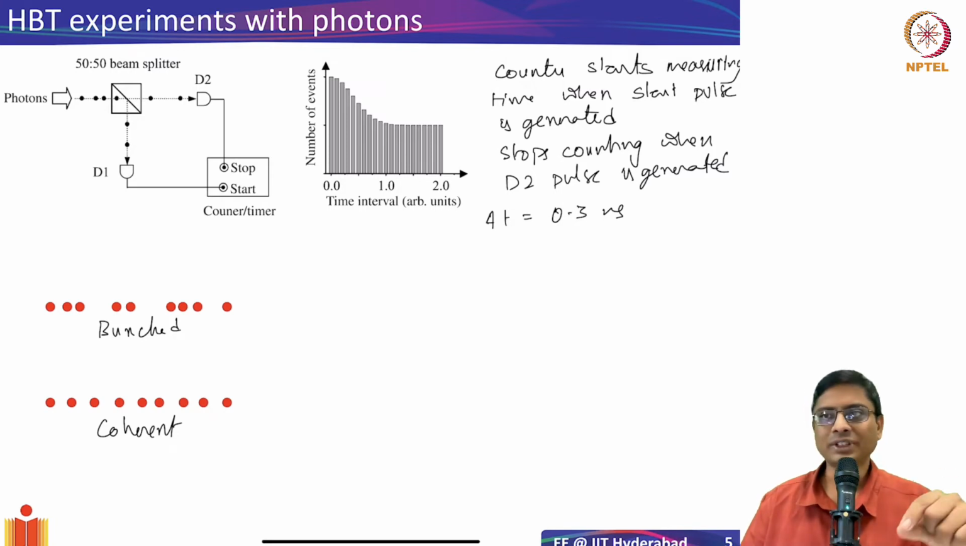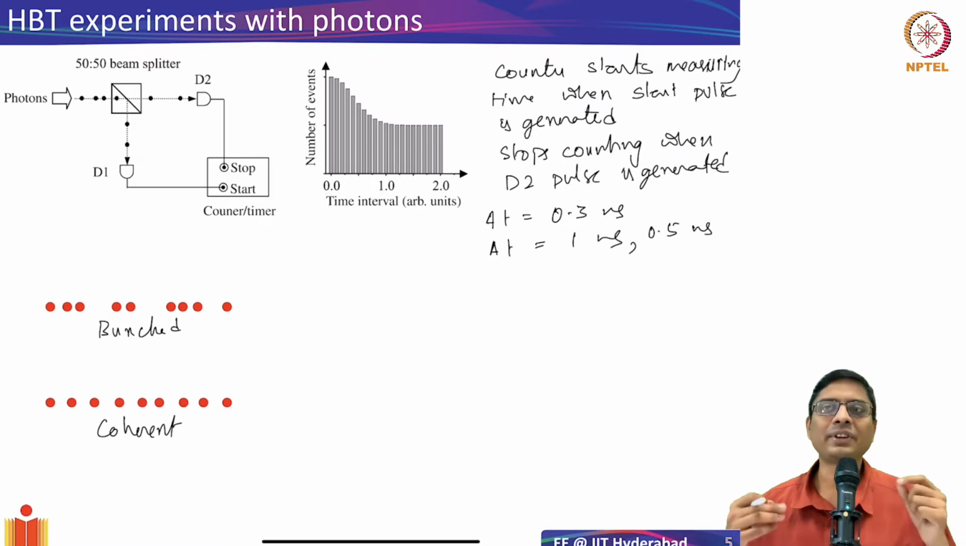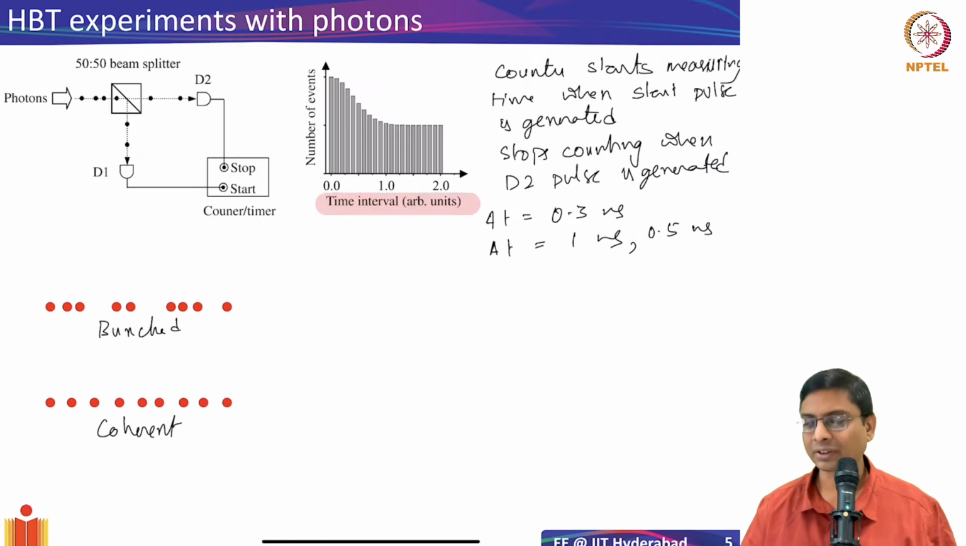Now another photon hits and the detector starts counting again. Now the delay between the pulses, delta t, is maybe 1 nanosecond. Then it can be 0.5 nanoseconds and so on. So for every set of photons, you are getting a delay between the photons. When you get such a delay, you build a histogram out of it. In this case, on the x-axis, you have the time interval.